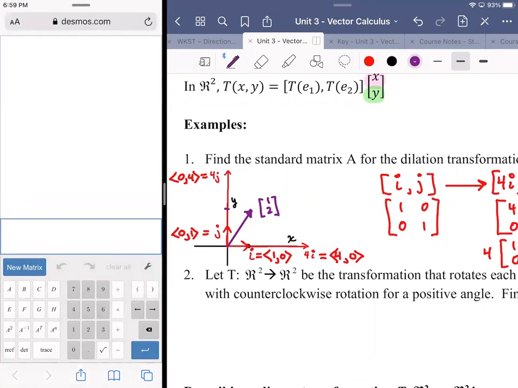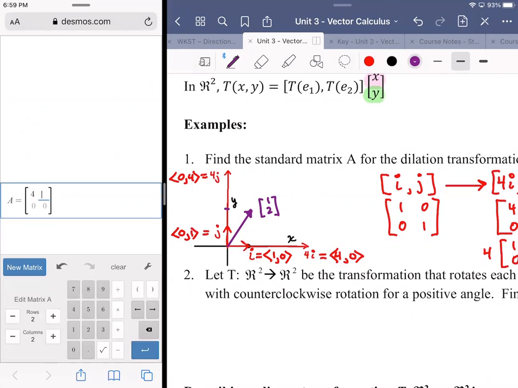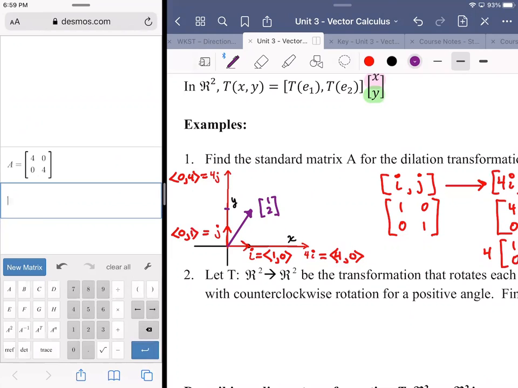I'm going to take first my matrix A. So new matrix 2 by 2, 4, 0, 0, 4. Then I'll put in this new matrix, but it's a 2 by 1. So let me get rid of a column, having components 1, 2.